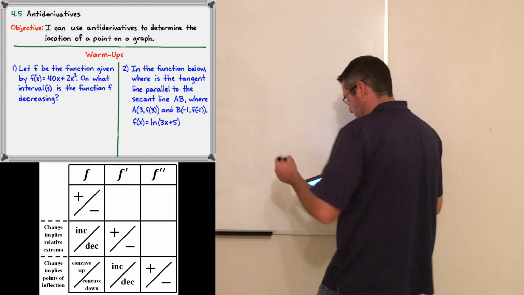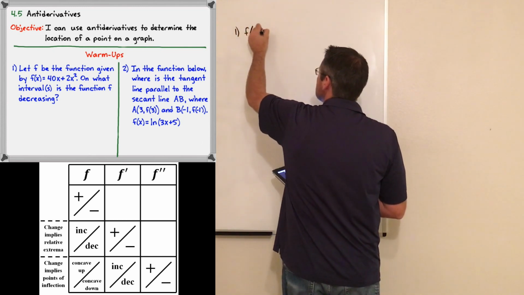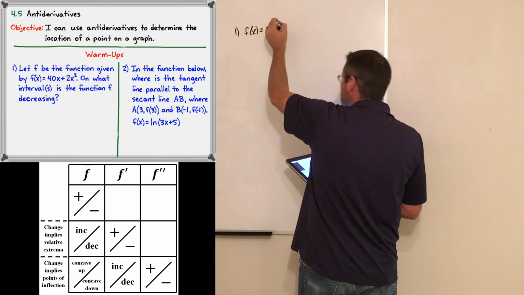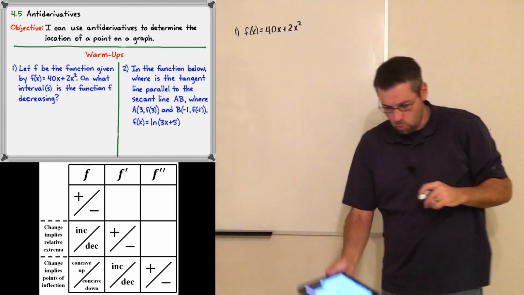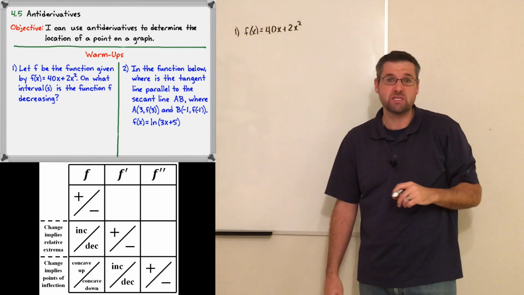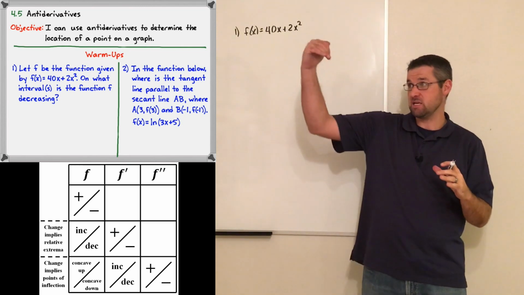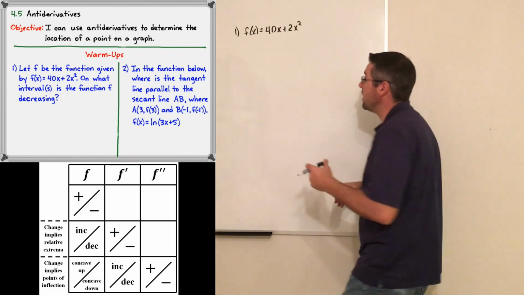So for number one, it gives us the function f. It says f of x is equal to 40x plus 2x squared. This is a pretty easy problem, I think. It says, on what interval is f decreasing? So if you think back, f is decreasing when f prime is negative. So there's our justification for that.